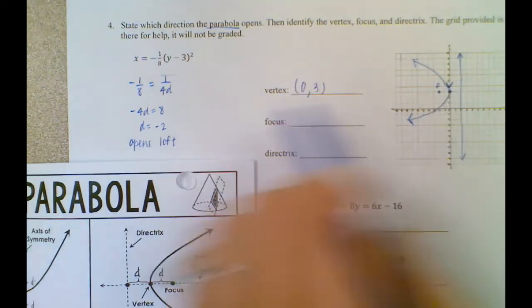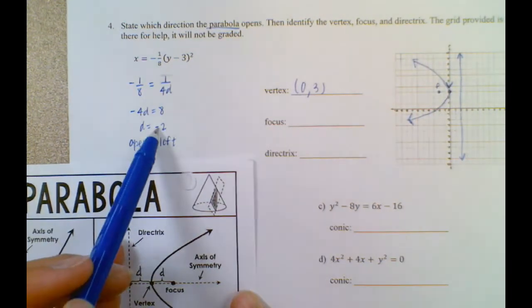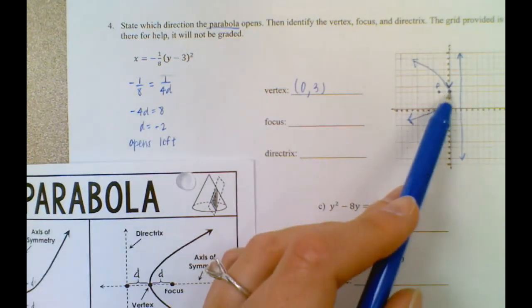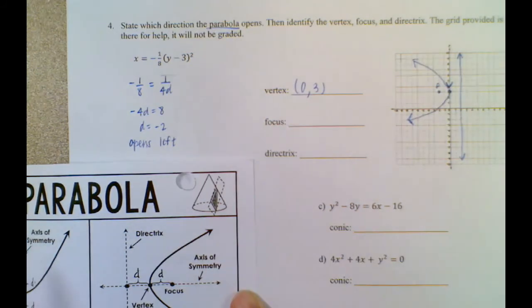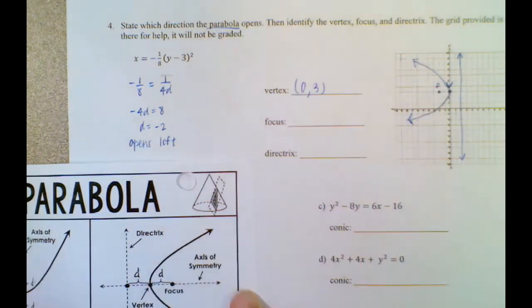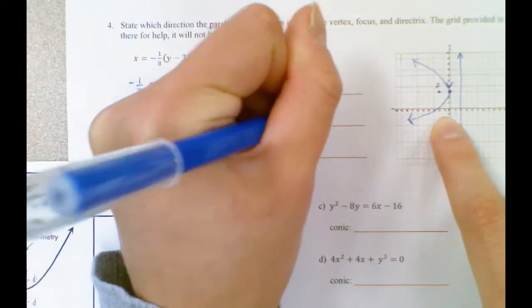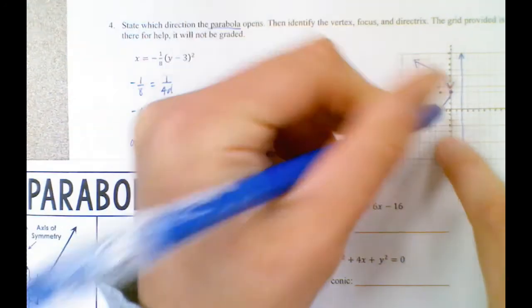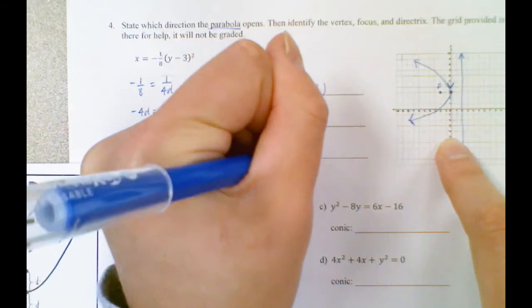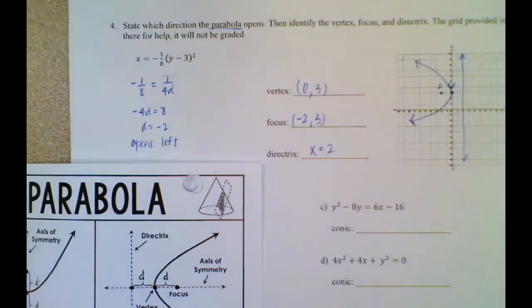Okay, and then remember whatever that value is, forget about the negative. The negative just tells you the direction, right? But then the value of it tells you how many units to the left and to the right, or up and down, depending on which direction the parabola is, you need to go. The focus is always inside of the vertex. Okay, so my focus is at (-2, 3), right? (-2, 3). And then my directrix is at x equals 2, because it goes through that line. Cool?